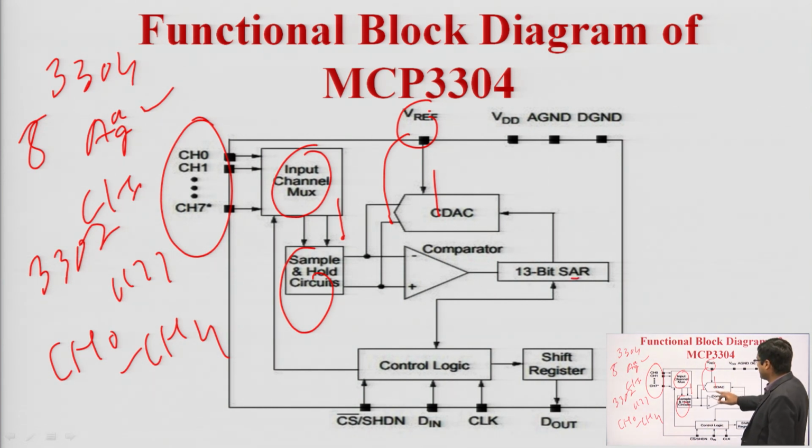What is CDAC? Capacitive digital to analog converter. It is used together with the comparator. After that, the output from the 13-bit SAR is available to the control logic. Control logic will control, decide, or generate the output for the shift register, and finally from the shift register we can get the output, and this is available. Other pins are also available.